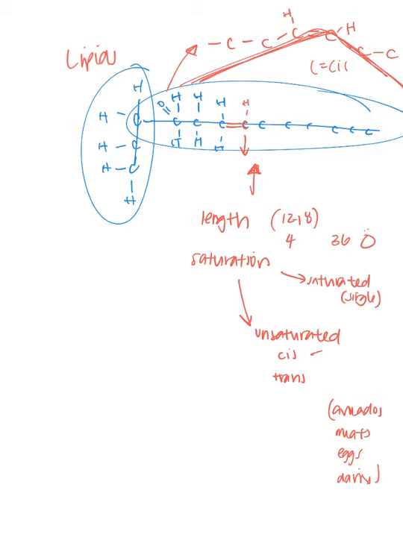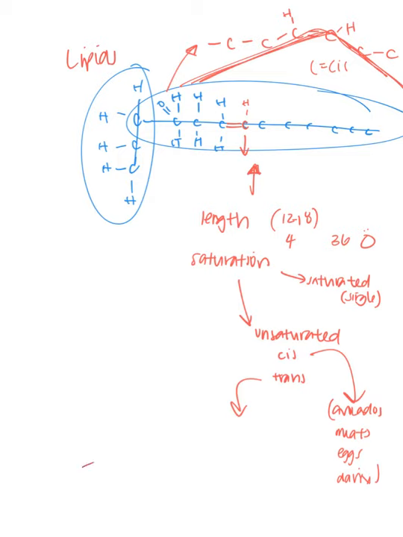Trans, however, so this is cis, trans very, very rarely occurs naturally. It's created through a process called hydrogenation, which you can think of as hydrogenated oils. That's kind of what we're looking at here. Now what's the difference between a cis and a trans?